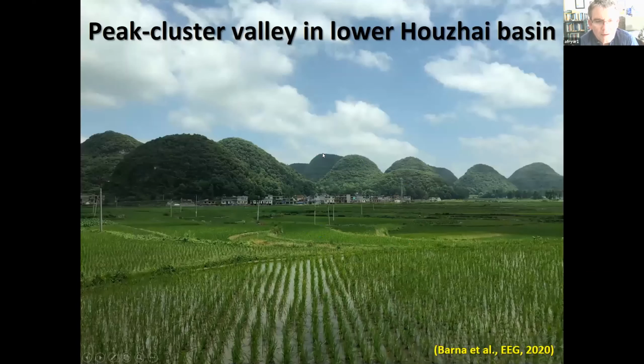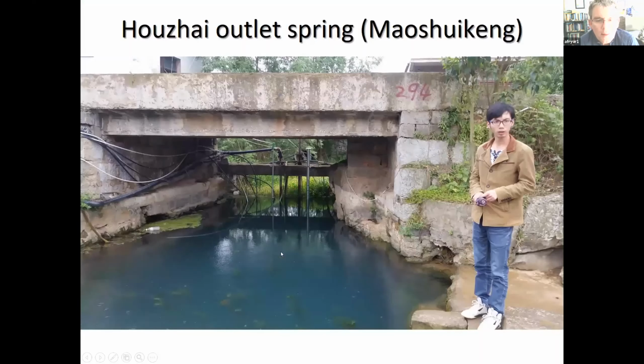This is a classic peak cluster, South Chinese landscape, and you can see in the foreground rice paddy. And this is the outlet spring, Maushuakung. And note that there is instrumentation here, but we installed our instruments at an instrument shelter several hundred meters downstream along the spring run.